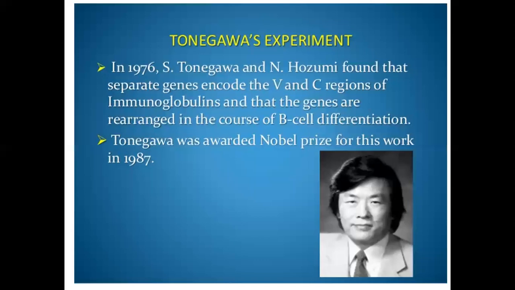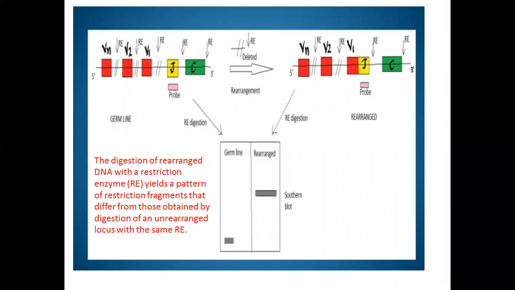Next, Tonegawa's experiments. In 1976, Tonegawa Susumu found that separate genes encode the V and C regions of the immunoglobulins, that is, the variable region and the constant region, and that the genes are rearranged in the course of B cell differentiation. So separate genes encode the variable region and the constant region, and during B cell differentiation these genes are rearranged. For this, Tonegawa was awarded the Nobel Prize in 1987. This was the experiment shown by Tonegawa.